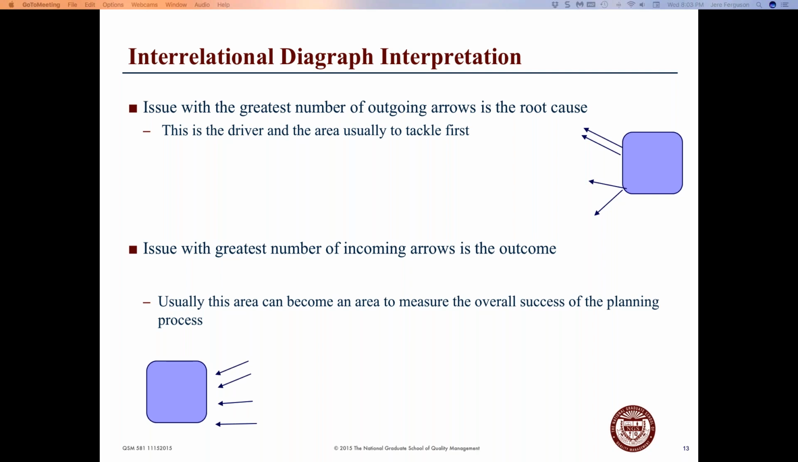Does that process make sense to you at this point? Yes, sir. Is it something you would think about trying to use?